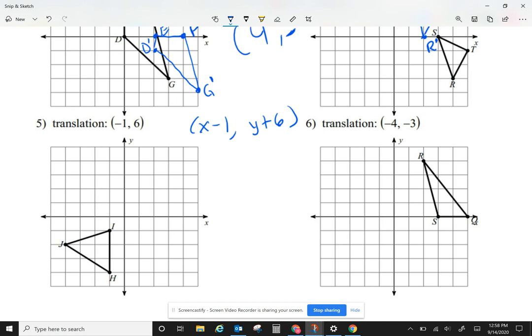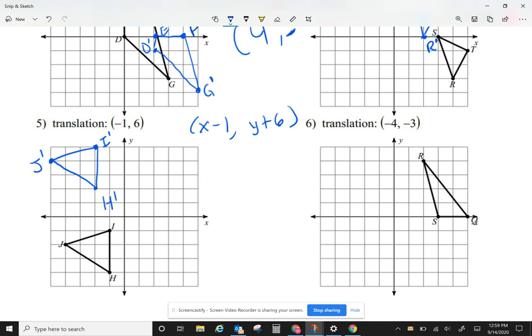So let me follow a point. I'm going to follow point I. Looking at my point I, let me go 1 to the left and 6 up. That gives me the point I prime. If I look at my point J, let me go 1 to the left and 6 up. That gives me the point J prime. And the same thing with point H, 1 to the left and 6 up. That gives me my point H prime. So I connect my points, and there's my figure.